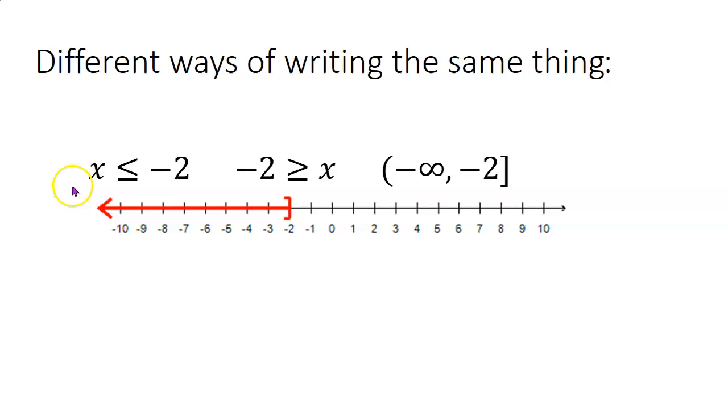And then this is x is less than or equal to negative 2, same as negative 2 being greater than or equal to x. Either way, x is on the small side of negative 2, but it could be equal. So we are including the negative 2. We show that with a square bracket on the -2, and then we have all the numbers on the small side of -2 from -infinity up to and including -2.